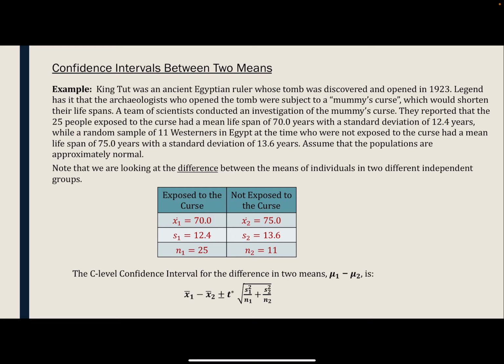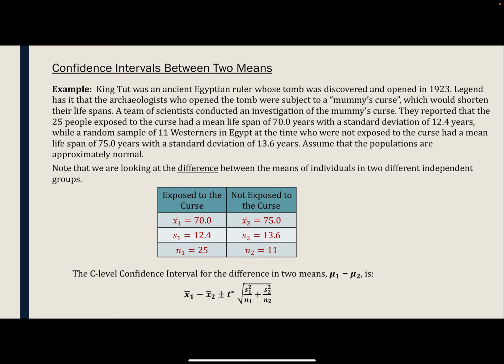They reported that the 25 people exposed to the curse had a mean lifespan of 70 years, with a standard deviation of 12.4 years, while a random sample of 11 Westerners in Egypt at the time, who were not exposed to the curse, had a mean lifespan of 75 years with a standard deviation of 13.6 years. Assume that the populations are approximately normal.